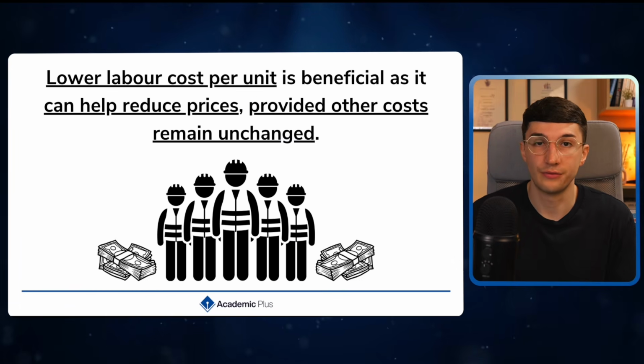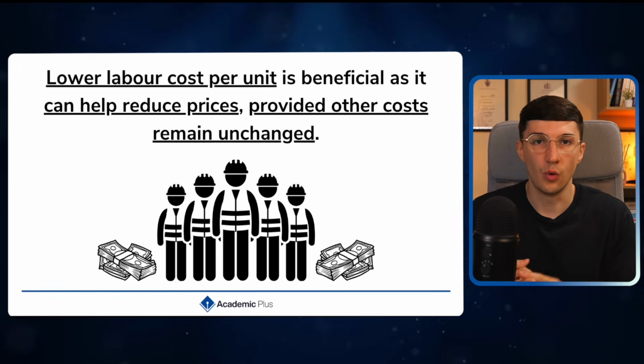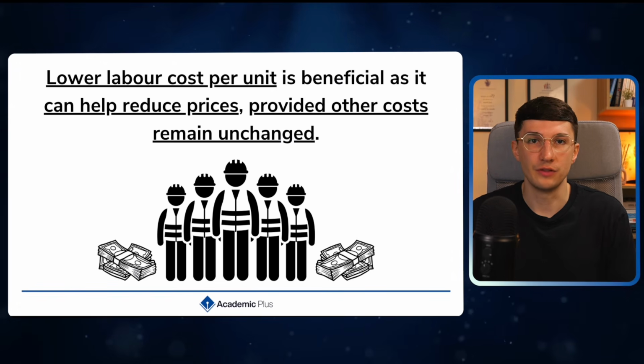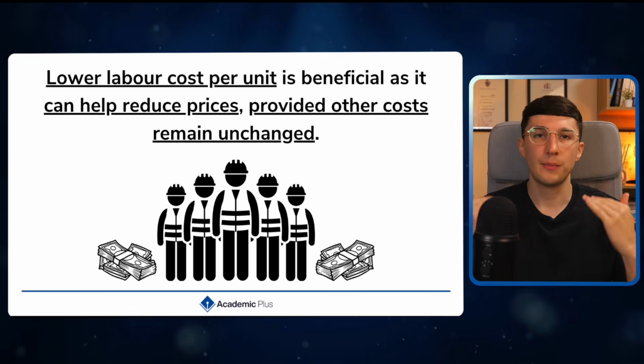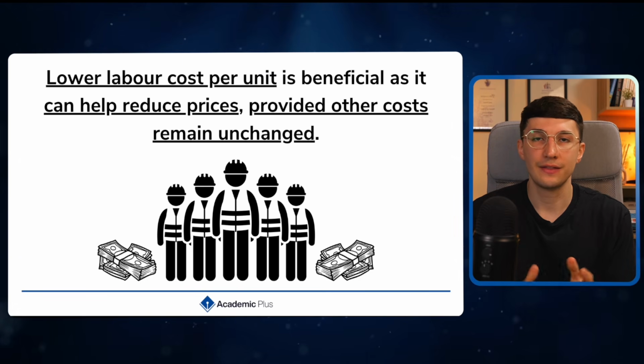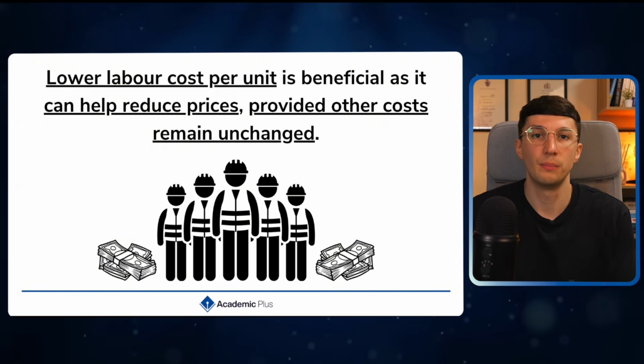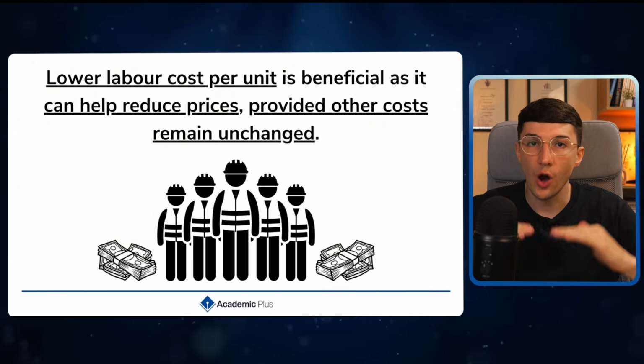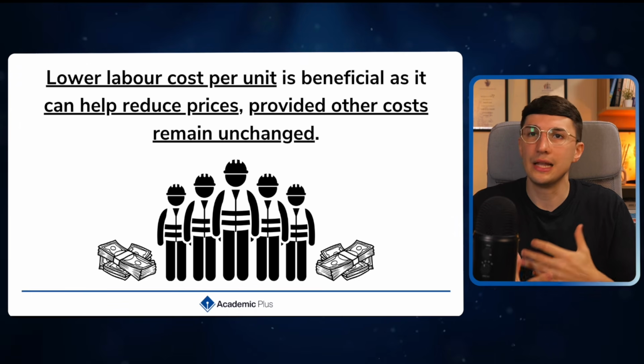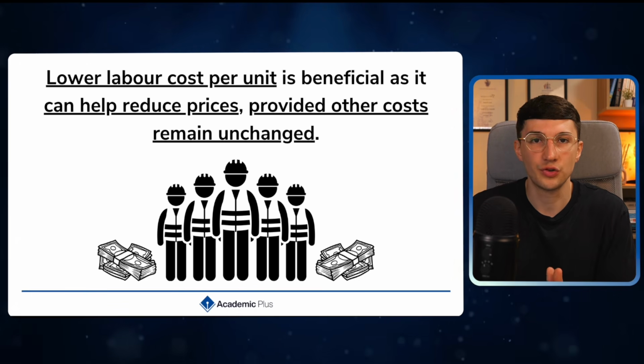Now, typically a business would want to reduce their labour cost per unit. We can do this in a number of different ways. Maybe introducing more automation, more machinery into the business. Because the lower the labour cost per unit, it may indicate that the business is able to increase their profitability. Their profit margins could go up. Or if this helps them reduce their overall unit costs, they can be a little bit more competitive with their pricing strategies.